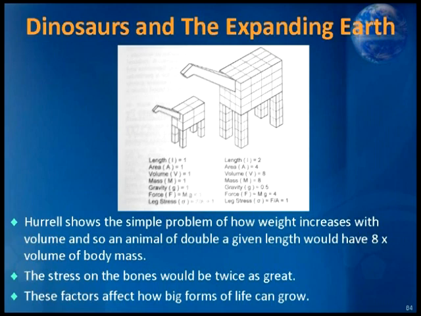So an animal that has double a given length would have 8 times the volume of body mass, and the stress on the bones would be twice as great. Right? So our bones, for example, are only designed to hold a certain weight. It becomes a much bigger problem with dinosaurs.